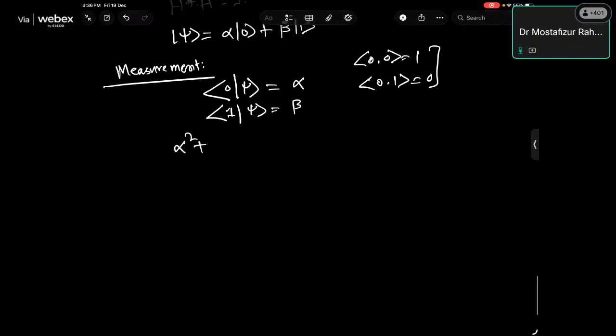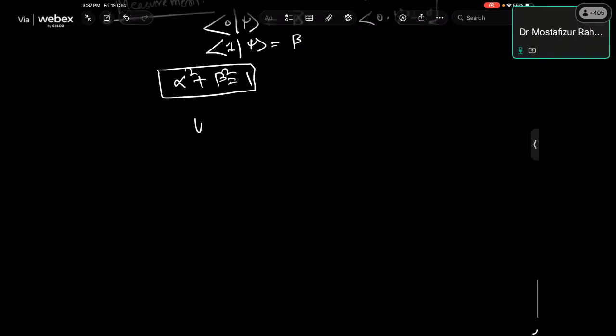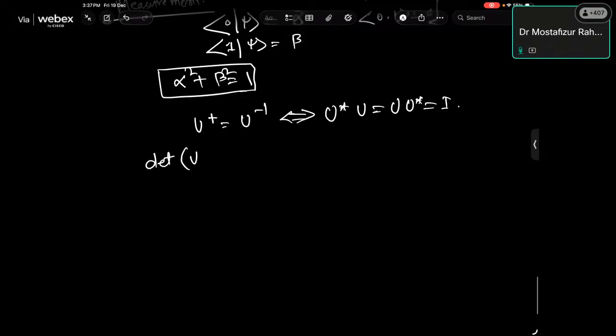And additionally, alpha squared plus beta squared equals 1 from the probability postulate of quantum mechanics, right? This we know. Another property I introduced is that the quantum operation has to be unitary. That means U dagger equals U inverse, that is, U star U, or U U star, equals the identity matrix, right? And there are some more properties we need to know, just the determinant of U equals 1, right?